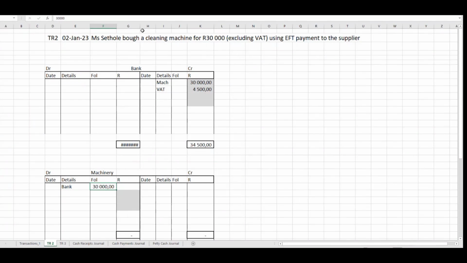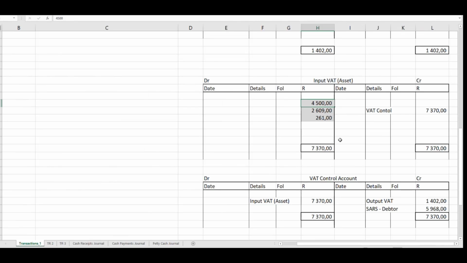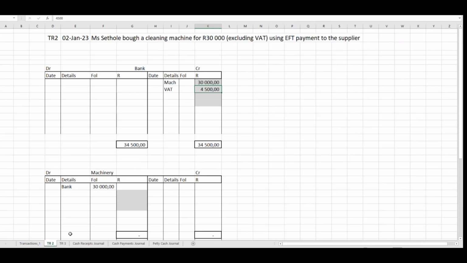And the VAT one is going to VAT input. We have just done it now, which is this amount here of 4,500. That's what I wanted to show you on transaction 2.